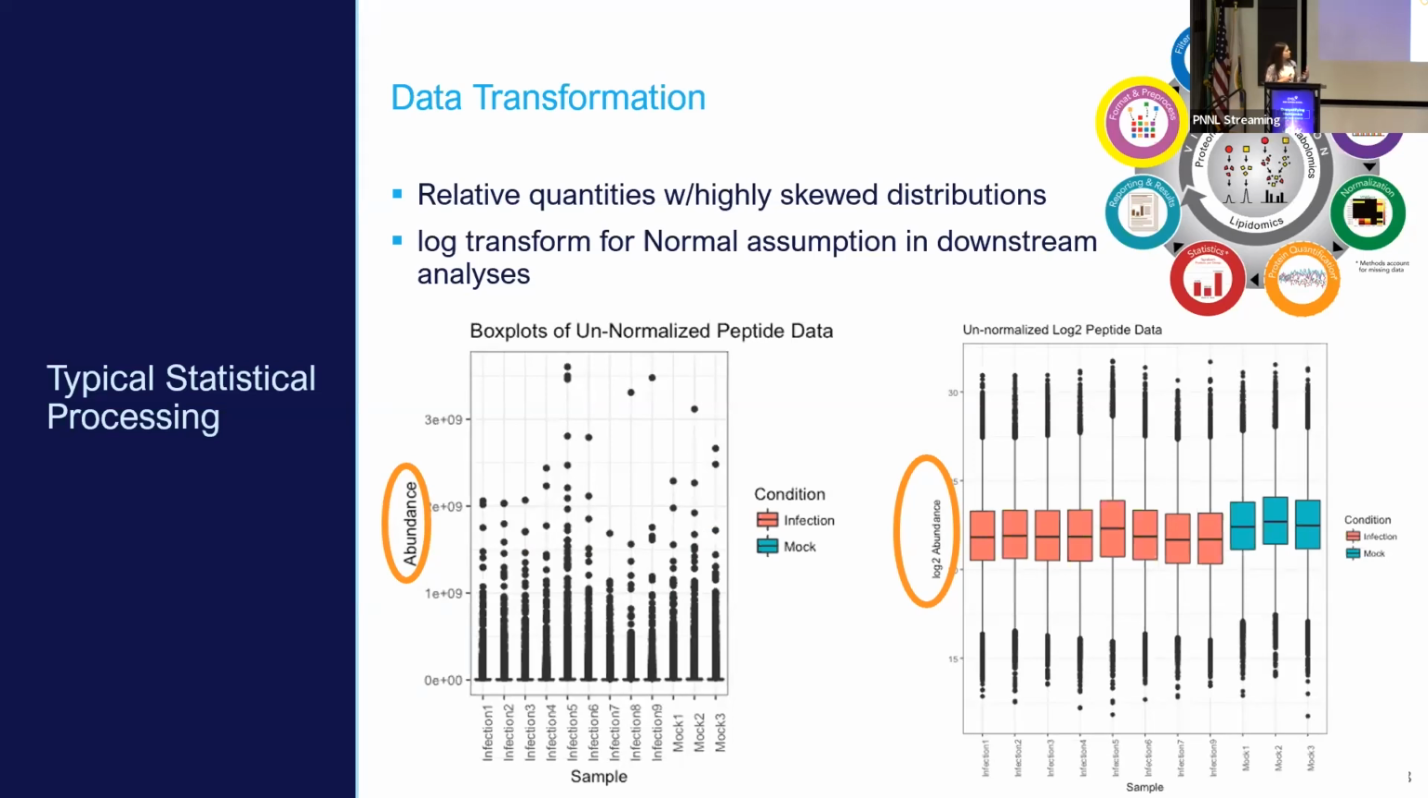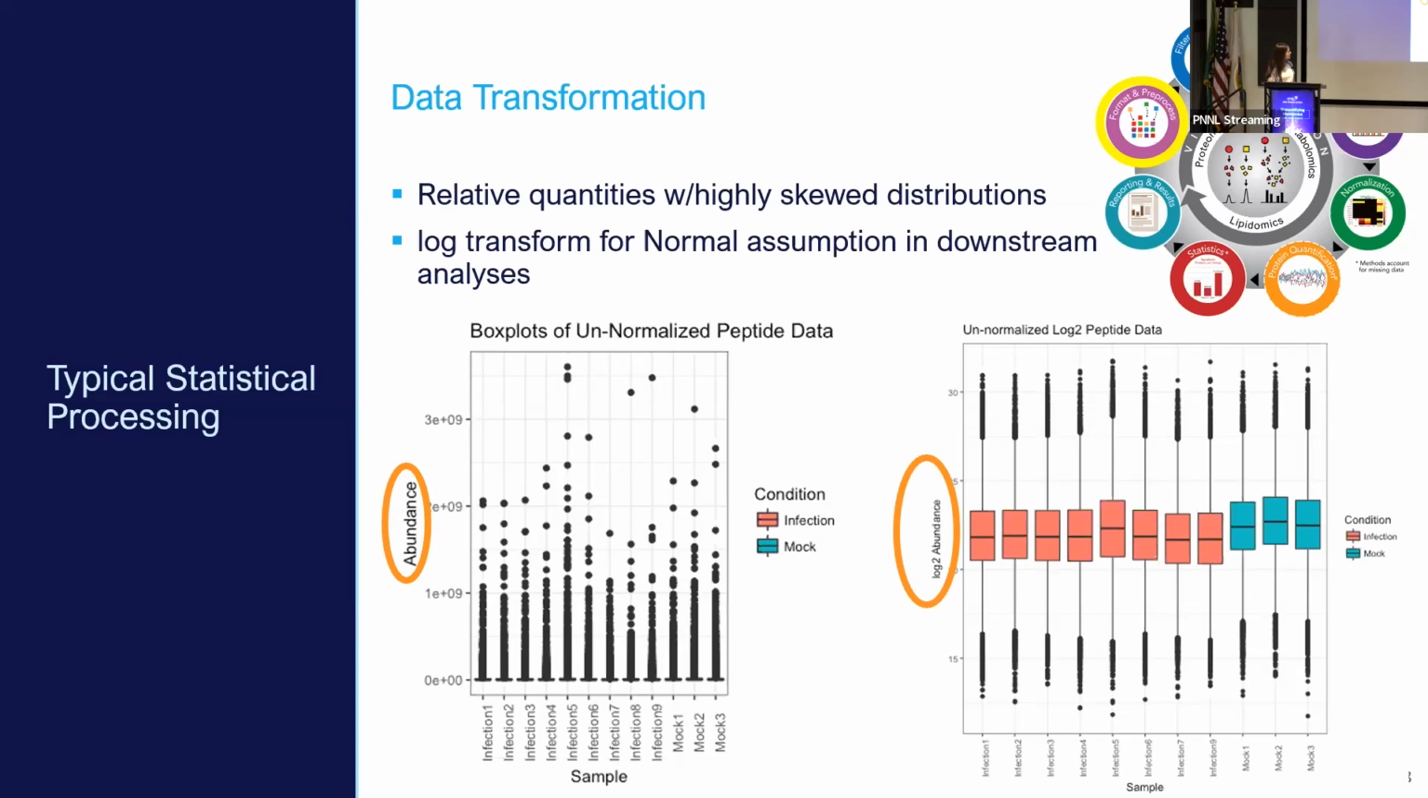Another initial processing step that we do is to transform our data to the log scale. And this is so that we can rely on that normality assumption later on when we're doing statistical comparison. This plot on the left shows box plots, believe it or not, before that log transform. We can't even see the box because the data are so skewed.